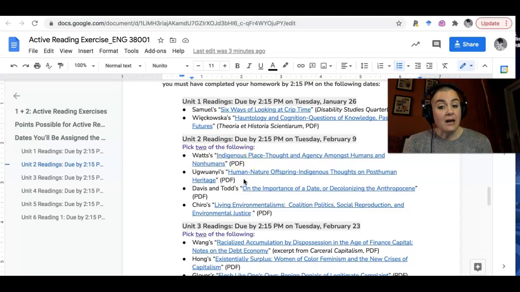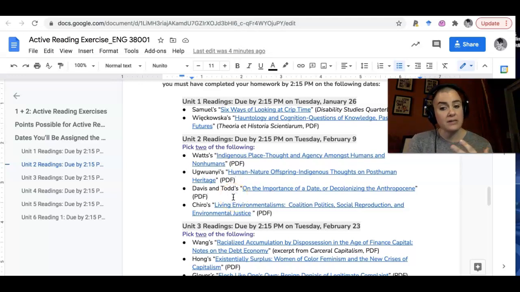Then related to that, there's the next piece, Human, Nature, Offspring: Indigenous Thoughts on Post-Human Heritage. So this is where we're actually seeing a decolonial critique of posthumanism, even as the author is using it. The neat thing about this one, though, is that it's actually talking about trees. And so that is really kind of neat. And trees are important. Let's just put it that way. And forests too. But both of them are delightful.